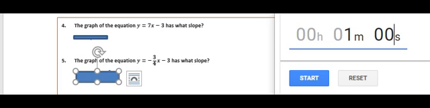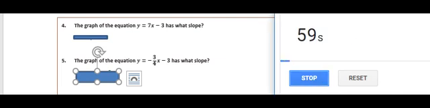Answer the questions below. The graph of the equation y equals 7x minus 3 has what slope? The graph of the equation y equals negative 3 over 4x minus 3 has what slope? If you need to, take the last 30 seconds to look back at the previous problems.